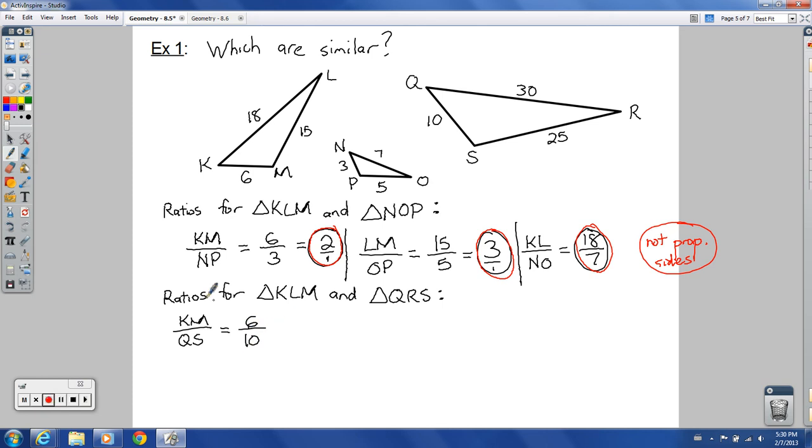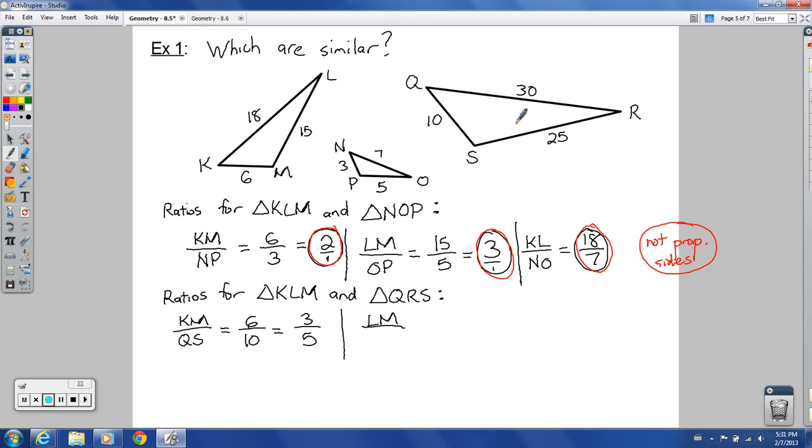So as long as we're comparing the same things, I could actually compare QS to KM as long as I compared these sides first to these sides second. But I'm going to compare these sides first to these sides second. Keep that consistent all the way through. This equals 3 over 5 reduced. So let's see what else we got. We've got LM.